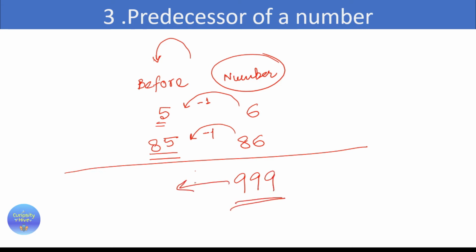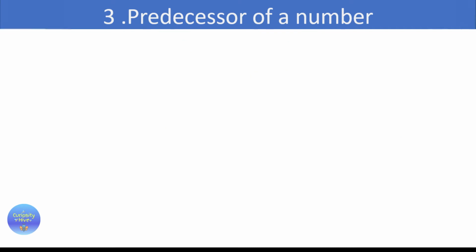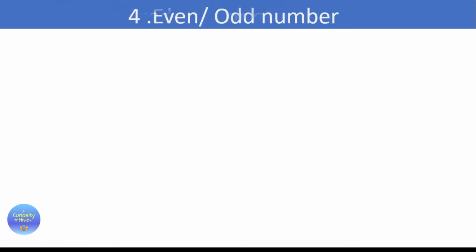Well, all you need to do is subtract it by 1, and the answer that you get, that is 998, is the predecessor to number 999. So remember to just subtract by 1 for predecessor and add by 1 for successor that we just learned before this. Now we'll go to our next concept of even and odd numbers.